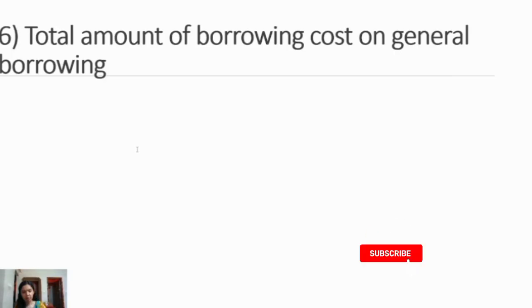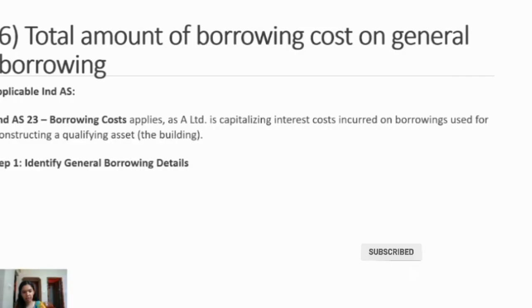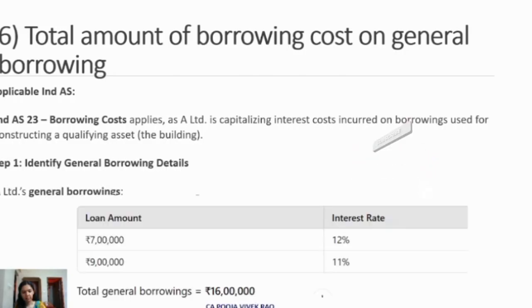So the first step will be to identify general borrowing details from the question. In the question itself, we have some general borrowing details. Let's note that down. The loan amount is 7 lakh and interest rate is 12%. And there is another loan of 9 lakh and the interest rate is 11%. So total general borrowing is 16 lakhs.